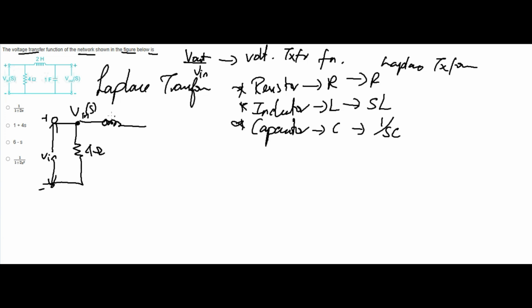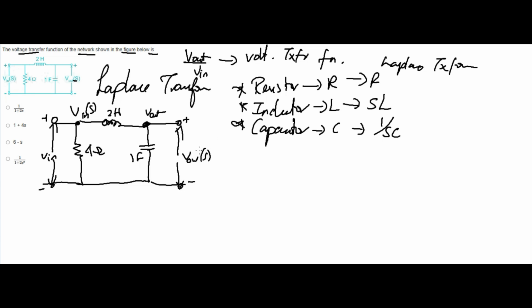Afterwards, the inductor here is 2H, and then here it is a capacitor, which is 1F. Then this junction is going to be V out because it is very close to V out. It has a plus, and the voltage measured across it is V out, and this one is minus. Then you have to make a join.